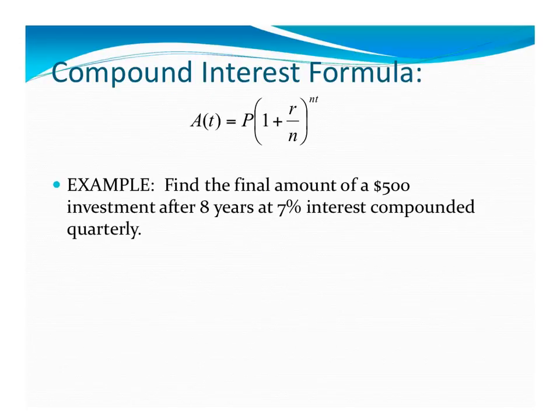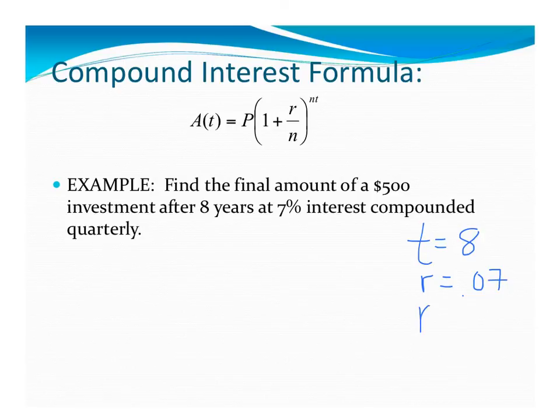So let's try a quick example here. We want to find the final amount of a $500 investment, that's 5 Benjamins, after 8 years at 7% interest compounded quarterly. Okay, well, let's think about all of our little numbers here. We know 500's our principal, P-L-E, not P-A-L, even though this formula is our pal. We know that it's 8 years, so that's T. So T is 8 years. And we've got 7% interest. R is 7%, so 0.07 for a decimal.